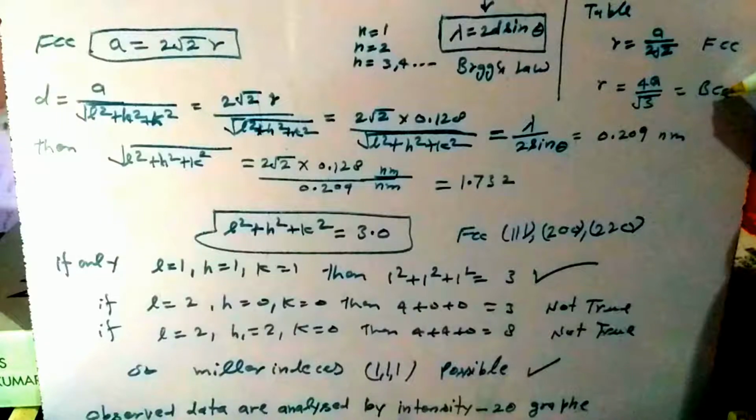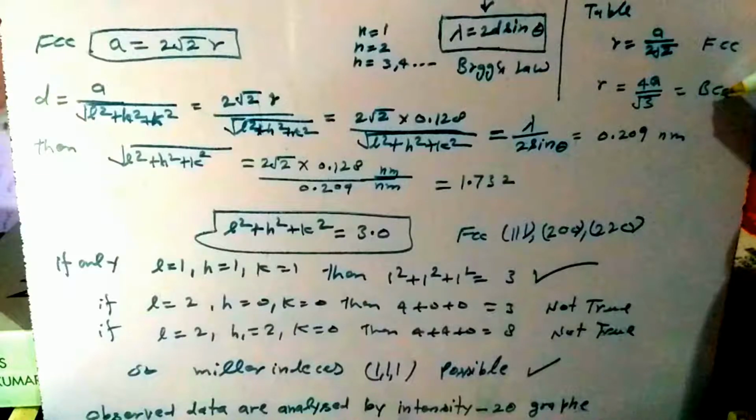So finally, by the experimental data and using Bragg's law, we find out the Miller indices. This is the most suitable Miller indices, 1 1 1 for copper. So finally we get that the Miller indices are 1 1 1. The observed data are analyzed by the intensity and 2 theta graph, and the intensity and 2 theta graph we achieve from the diffraction of X-rays on that copper crystalline.